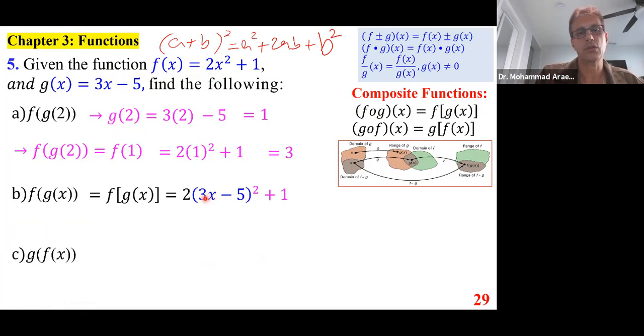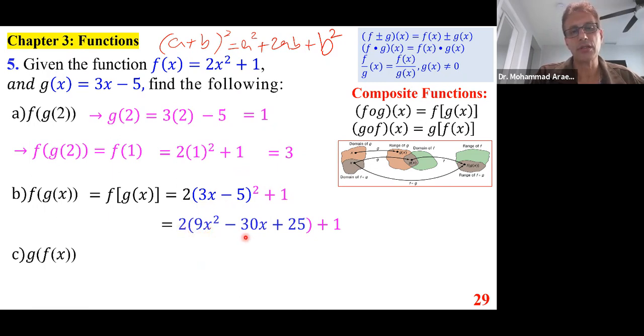So you're going to square this, which is 9x squared. Then 2 times the first times the last one, 2 times 3, 6x times minus 5, becomes negative 30x. And then minus 5 squared gives you positive 25. And don't forget, we have a 1 at the end. So 2 times 9x squared is 18x squared. 2 times minus 30x is minus 60x. 2 times 25 is 50. We add the 1, 51.